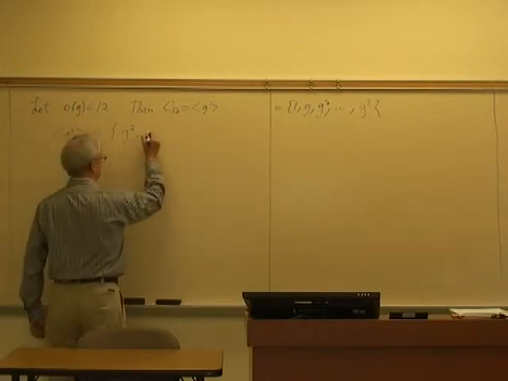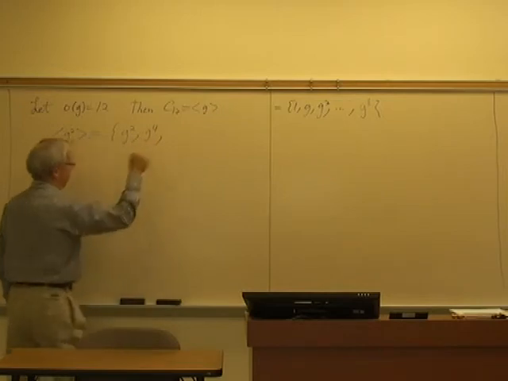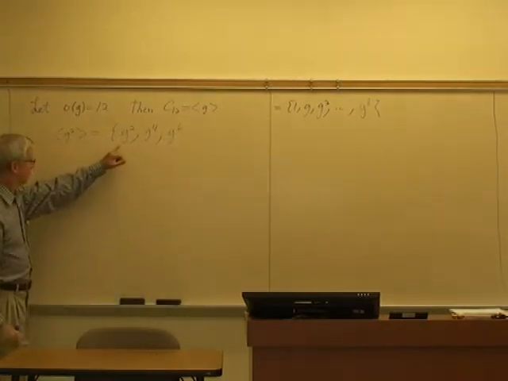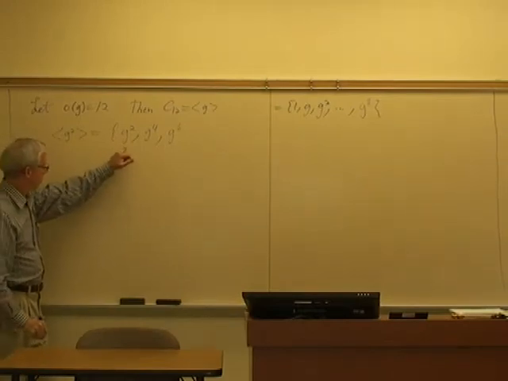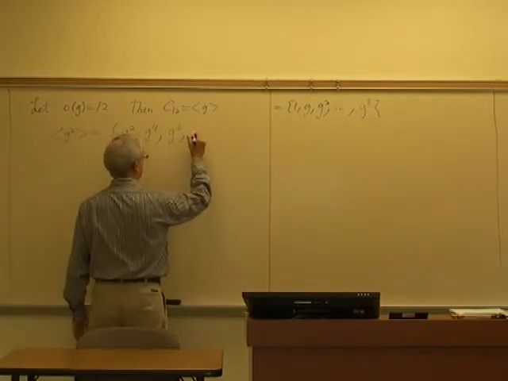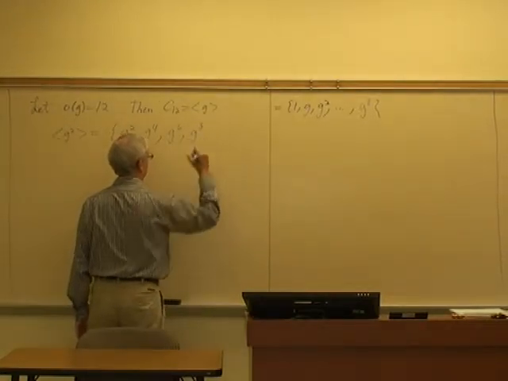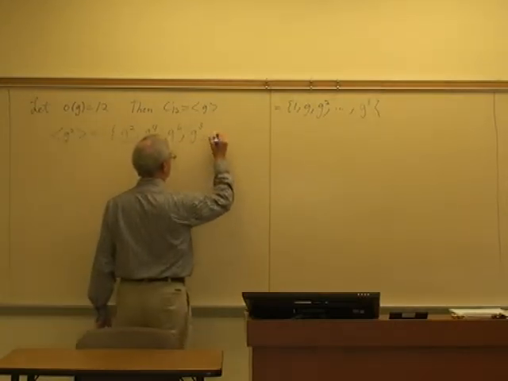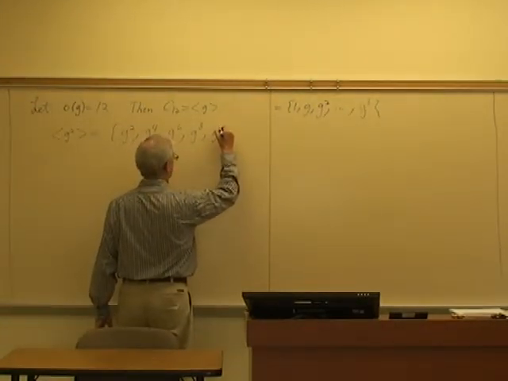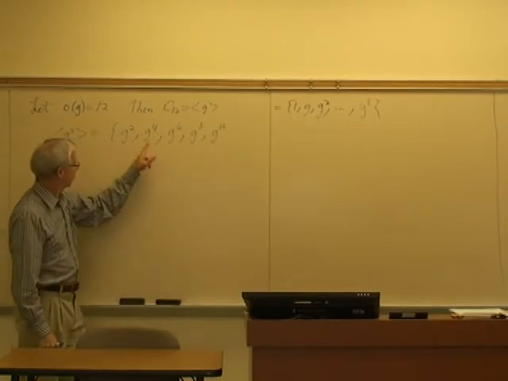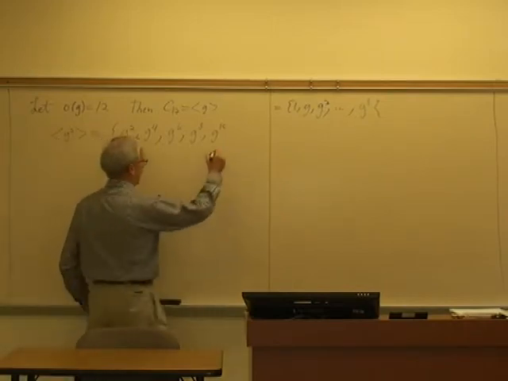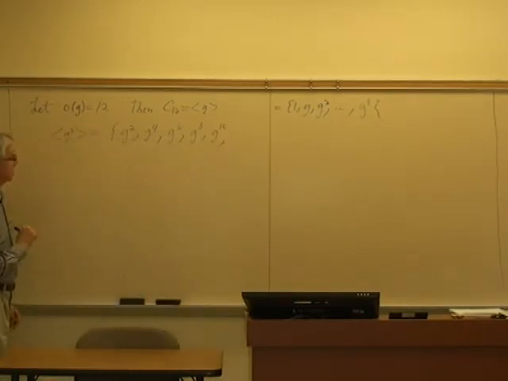G to the fourth, right? And then the product of those two, G to the sixth. And then the product of G squared and G to the sixth is G to the eighth. And then the product of G squared and G to the eighth is G to the 10th. And of course, G to the eighth is also G to the fourth times G to the fourth. Right? And then, what's the other element? 1. G to the 12th, which is the identity.